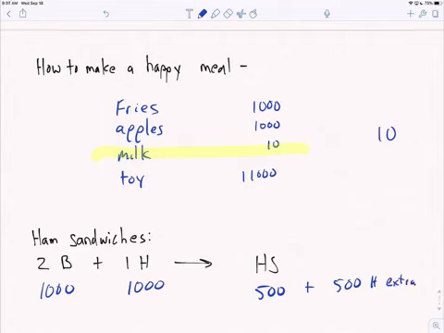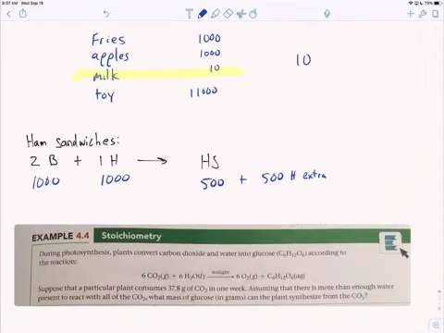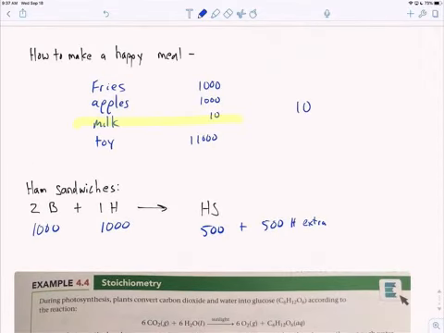So the difference now with the ham sandwich reaction is that we have a different stoichiometric ratio. We need twice as much bread as we need ham. So in a chemical reaction, you can consume one reactant faster than the other, and that happens because of the ratios, just like making sandwiches. Make sense? So we're going to apply that, and this concept is called the limiting reagent.